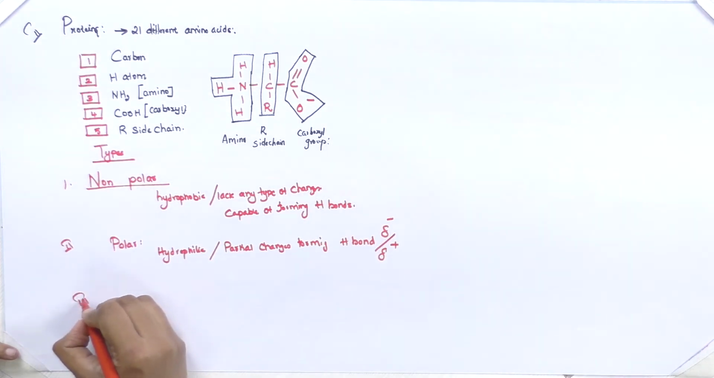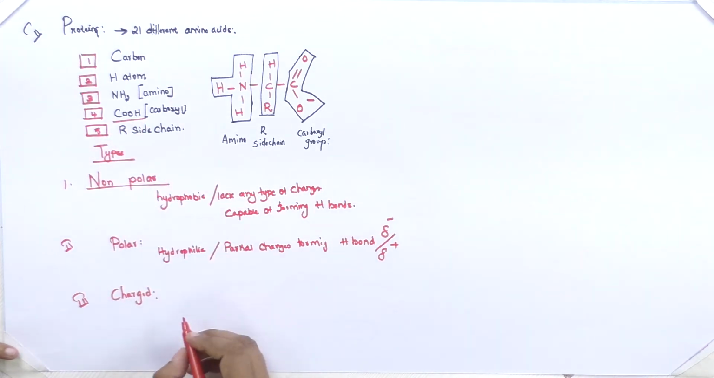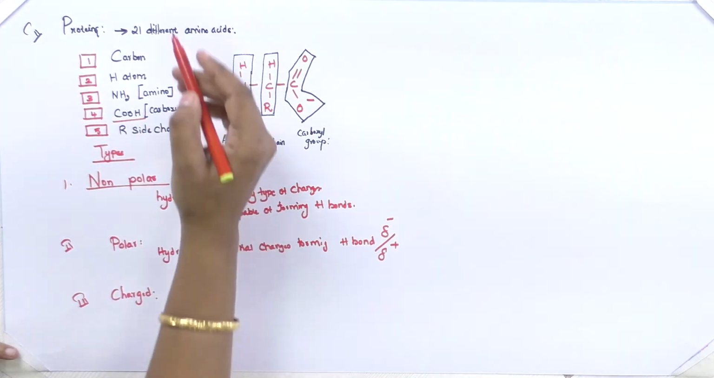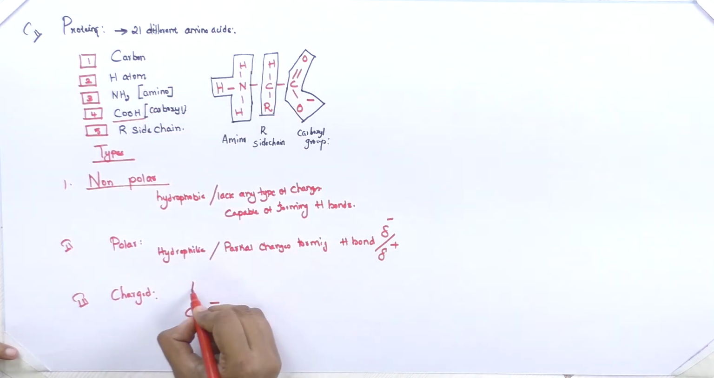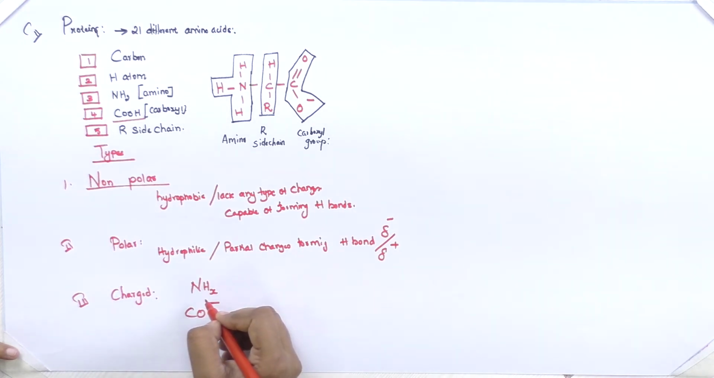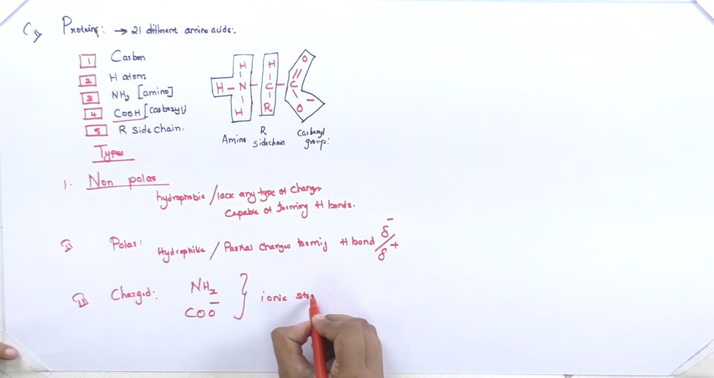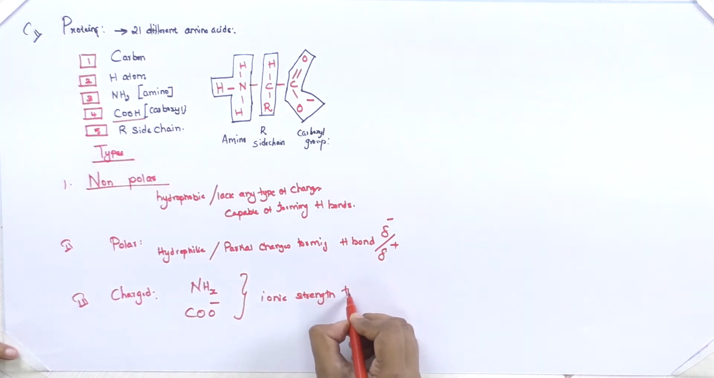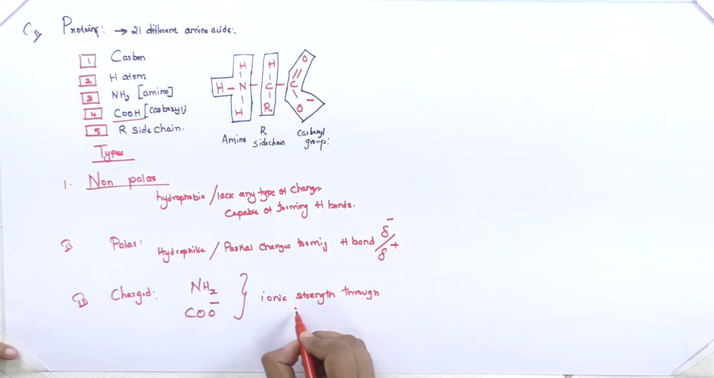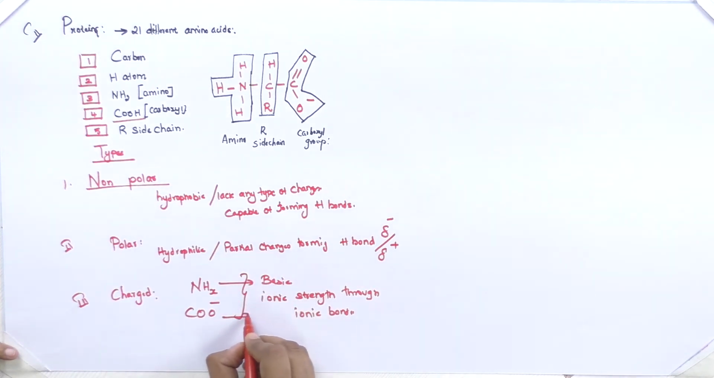Next, the third category is the charged. So when you take COOH, it becomes COO minus, and when it comes to the amino group, NH, any category, NH2, NH1, NH3, any category of amino group, so this NH and COO minus are imparting ionic strength through ionic bonds. So this is considered as basic charge and this is considered as acidic.